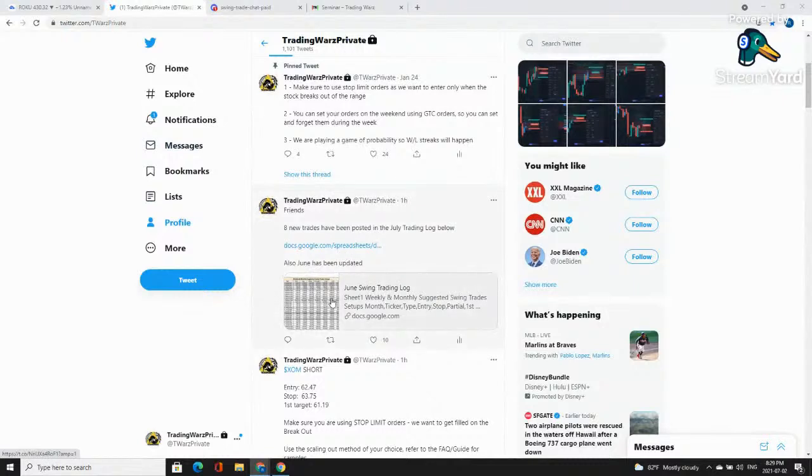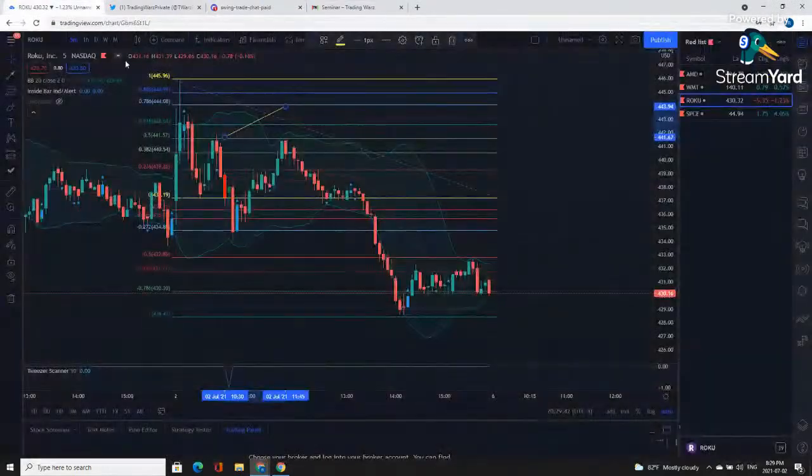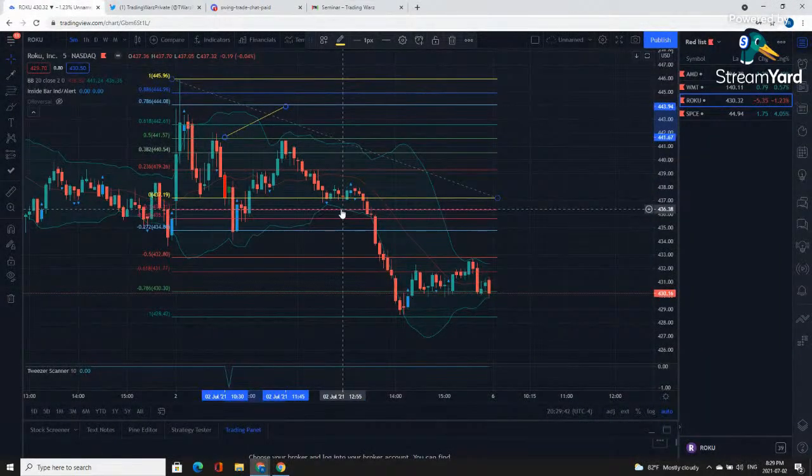And then I have a Google spreadsheet with all of the trades, and we give alerts on those. So basically, in the swing room, I like to keep it very automated, because with my swing trades, I don't want them to have the same strategy as my day trades.